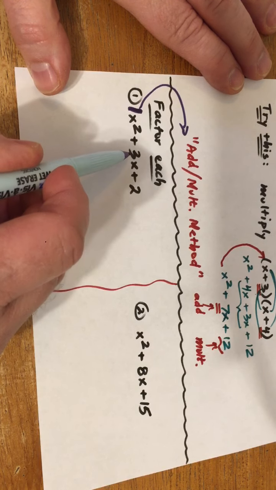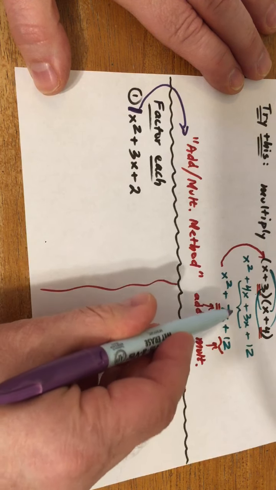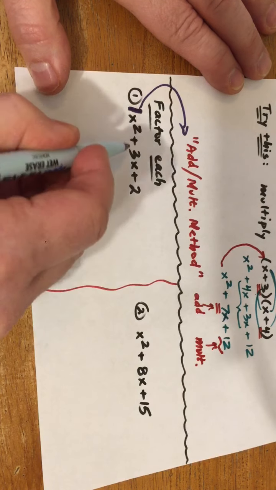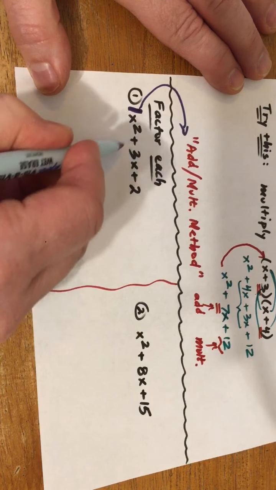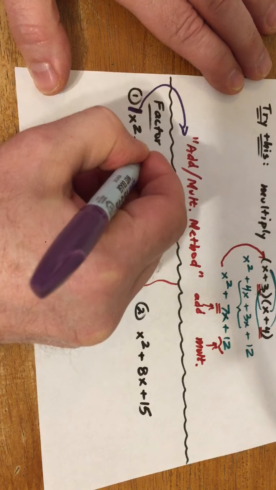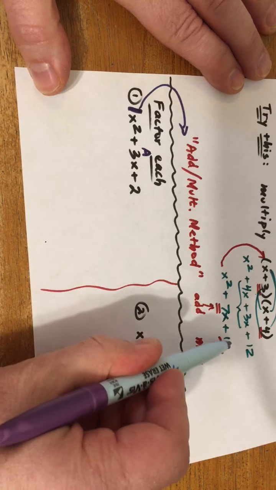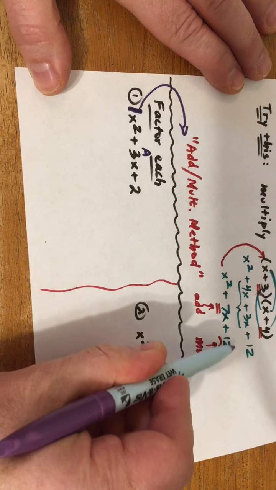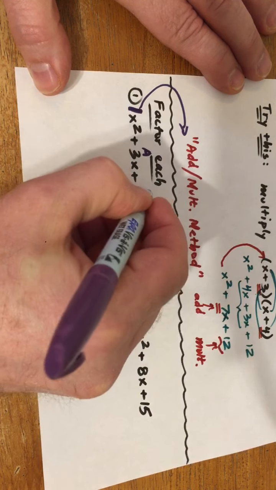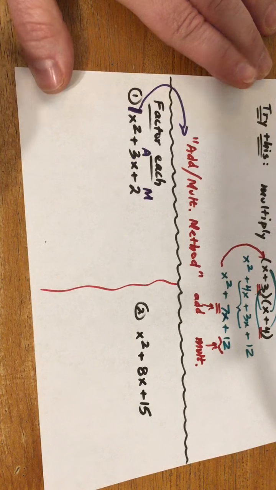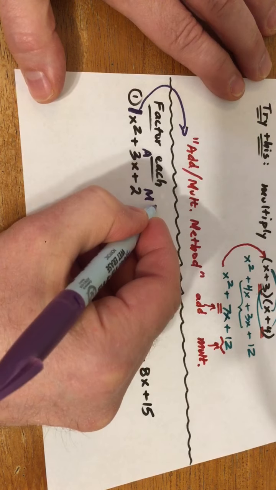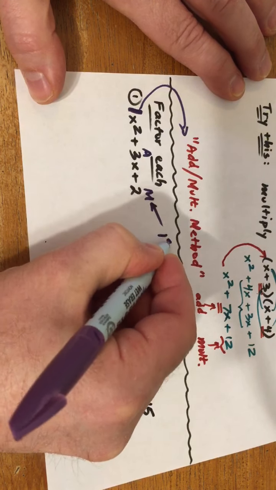We need to find numbers that add to that middle term right here, commonly called the linear term, 7x. So I'm putting an A here for add. And we need to find numbers that multiply to our constant, which is our number at the end here. So I'm going to put an M there for multiply. Now, what I always tell students to do is do the multiply first.